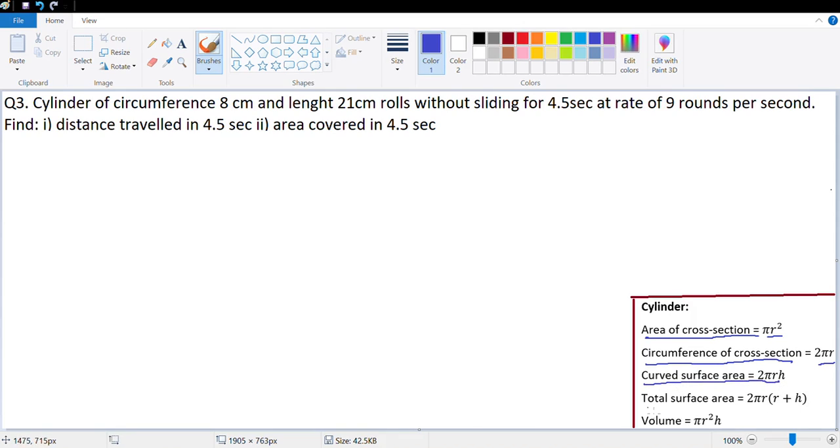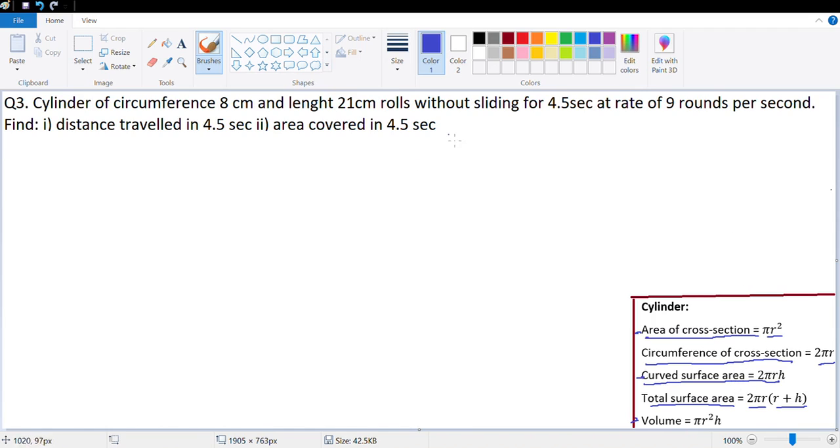The total surface area is 2 pi r times (r plus h), which is basically the curved surface area plus the area of cross section 2 times. Reason being, one is the area of cross section of the top and the other is the area of the cross section of the base. Next, volume is equal to pi r square h.